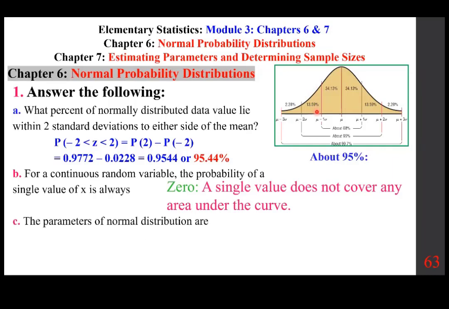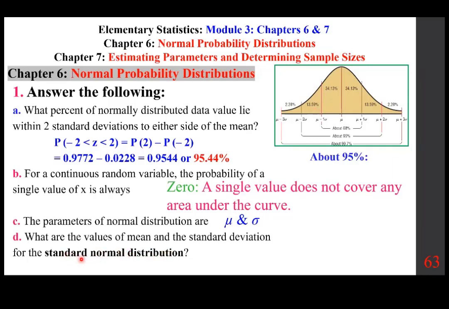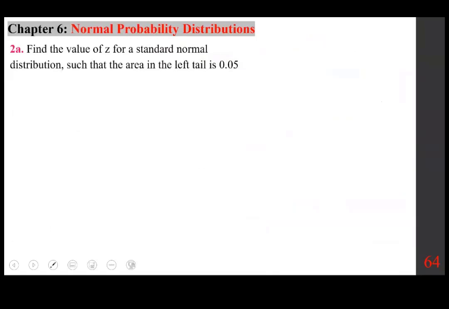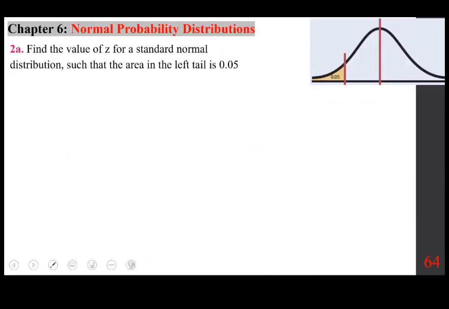For normal distribution, the parameters are mu and sigma, the mean and standard deviation, and those values for SND, standard normal distribution, is something we should know. Mu is 0, sigma equals 1. We want to find the z-value for a standard normal distribution such that the area in the left tail is 0.05. It's good practice to always graph to be on the safe side. So right away, from the fact that this is symmetric and this is 0, this must be some negative value.